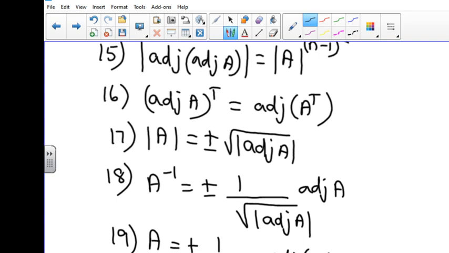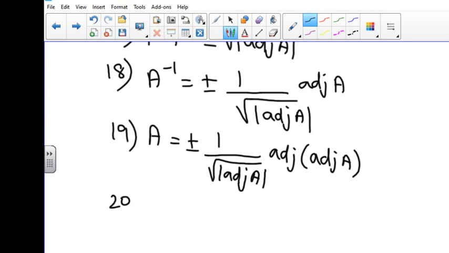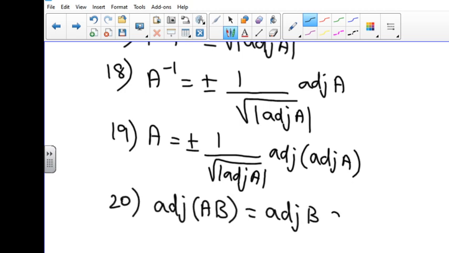20th one, Adj of AB is equal to Adj B into Adj A.